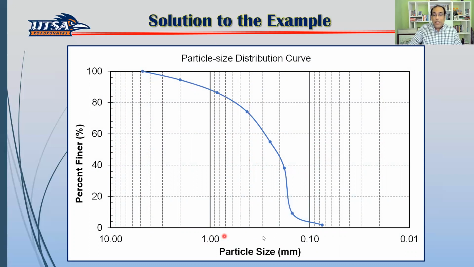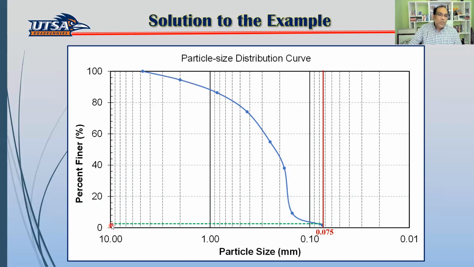Try to remember always that this is a log scale and this is normal scale here. This one starts in reverse order, like this is 10, 1, 0.1, 0.01, and so on. Now, first of all, once we get that particle size distribution curve, the problem is asking to find out how much is sand according to ASTM. To find that out, I have to find out how much is passing 0.075. So I'll draw that curve here, intersecting with that line.